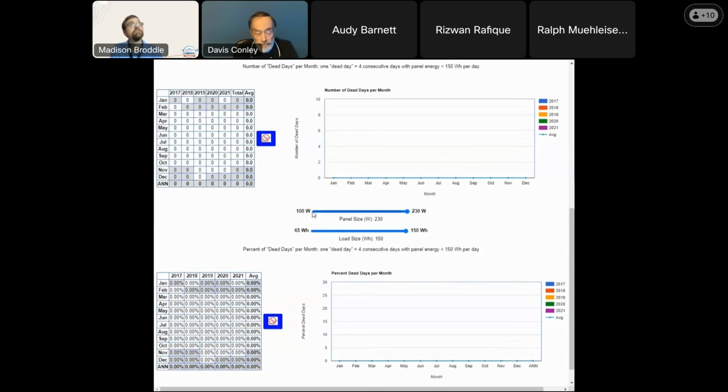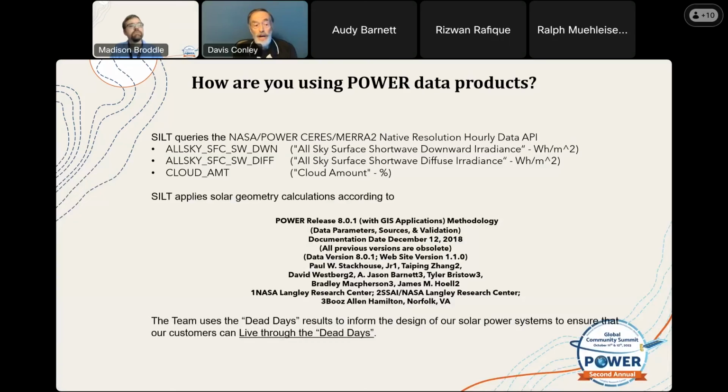Next slide, please. The way we're actually using the power products is we are querying on demand the downward irradiance and the diffuse irradiance and the cloud amount, and then applying the solar calculations from the paper by Dr. Stackhouse et al., and doing those hour by hour. And then we're using the number of dead days that we see for a given location to inform the design of our solar power systems to ensure that our customers can live through the dead days.